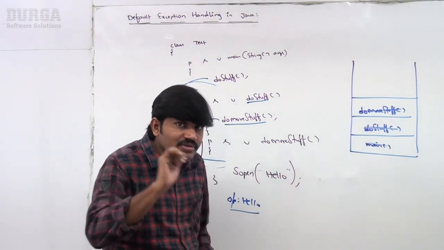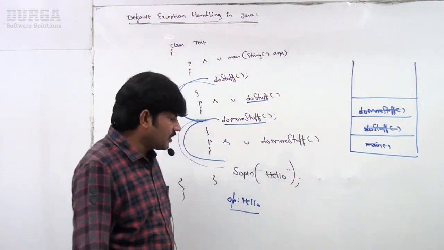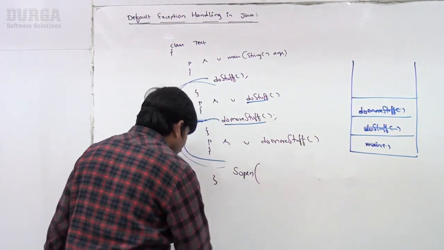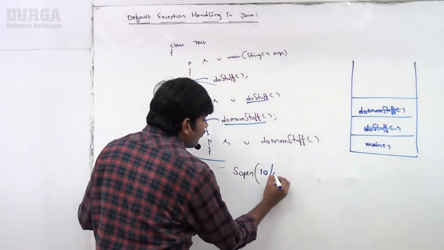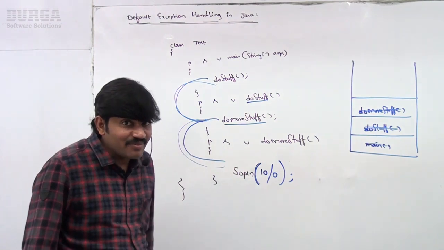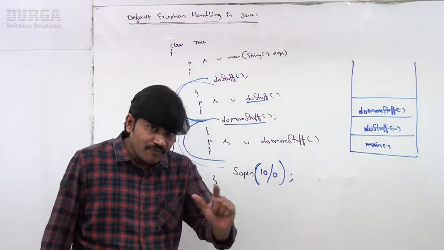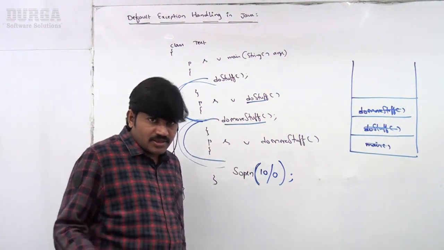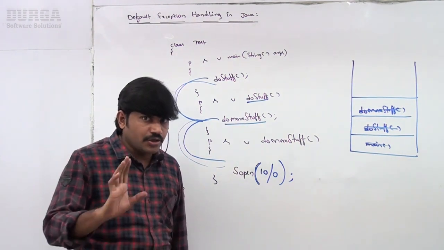But if something goes wrong, what will happen? Now observe carefully. Instead of SOP of Hello, I am taking SOP of 10 by 0. Something goes wrong, an ArithmeticException came. Now what is the flow? How are things going to happen, because I never used any try or catch block? By default what will happen? You must have this knowledge.